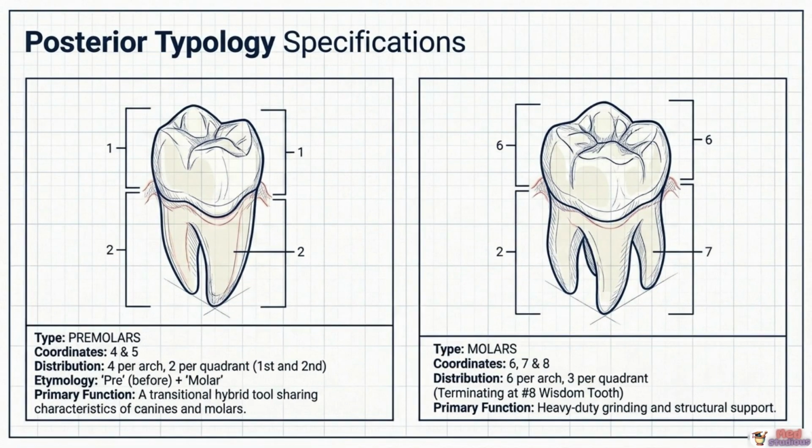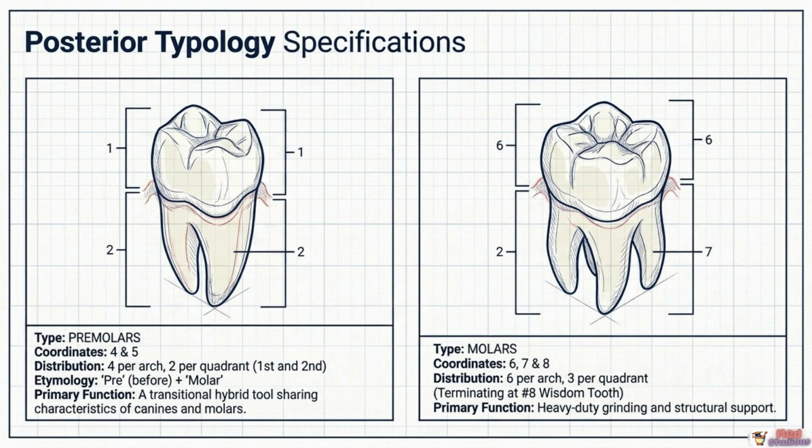Now, the posterior zone. Premolars occupy index positions 4 and 5, with 4 per arch, 2 per quadrant, a first and second premolar. Their name is literally descriptive. Pre, meaning before, plus molar, because they sit just in front of the molars. Functionally, they're described as a transitional hybrid tool, sharing characteristics of both canines and molars. They have a more developed occlusal surface than canines, but aren't as broad as true molars.